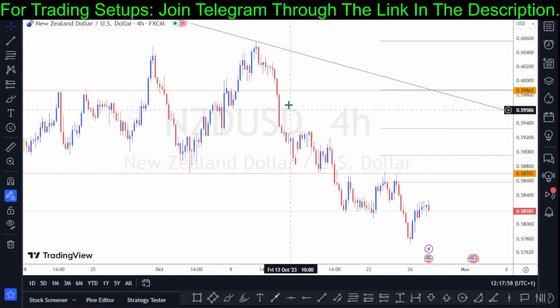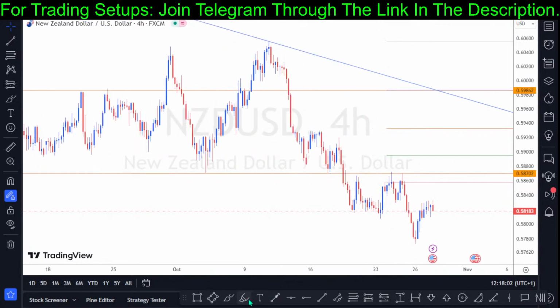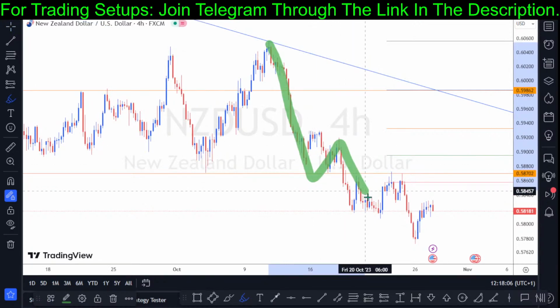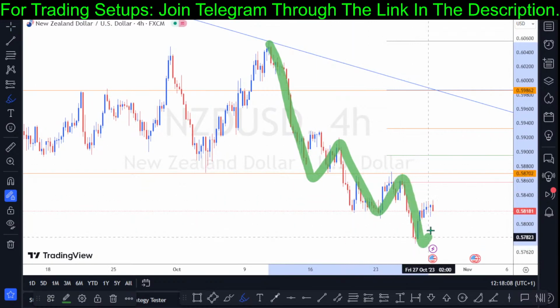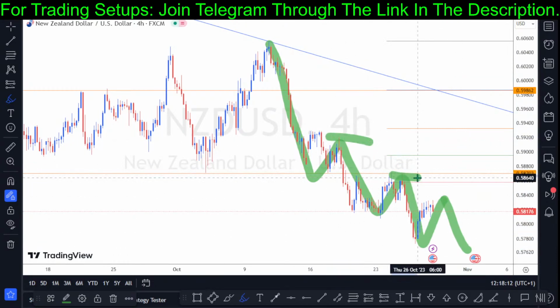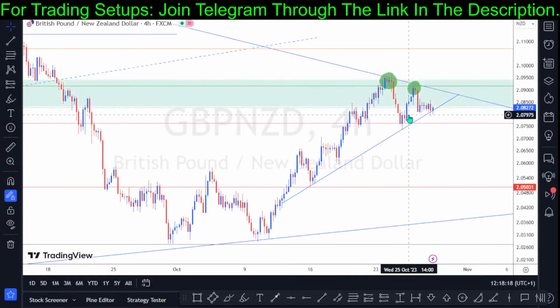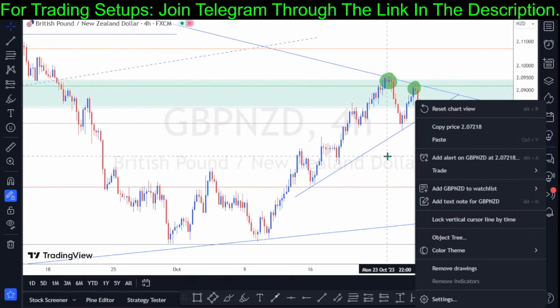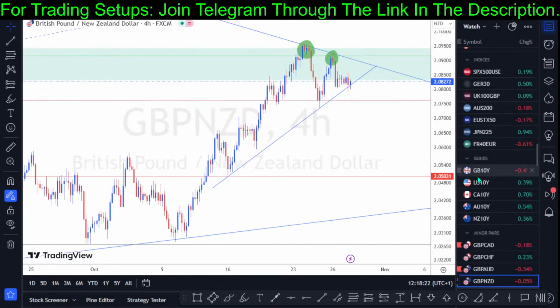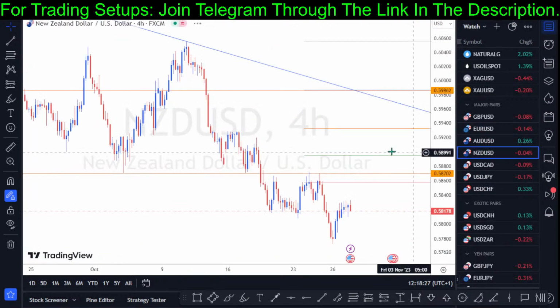New Zealand USD is currently in a downtrend. We can see the downtrend right here. Right from this high swing, we can see how the market keeps on moving in the downtrend. So the downtrend is still active on New Zealand USD. Based on what I can see technically, the market is still active in its downtrend on New Zealand USD, right?